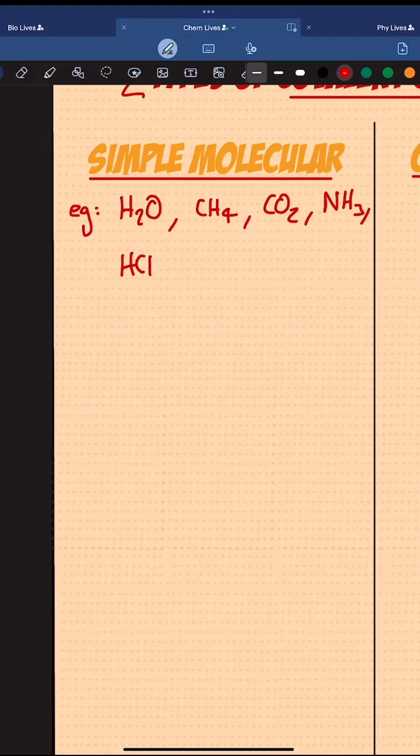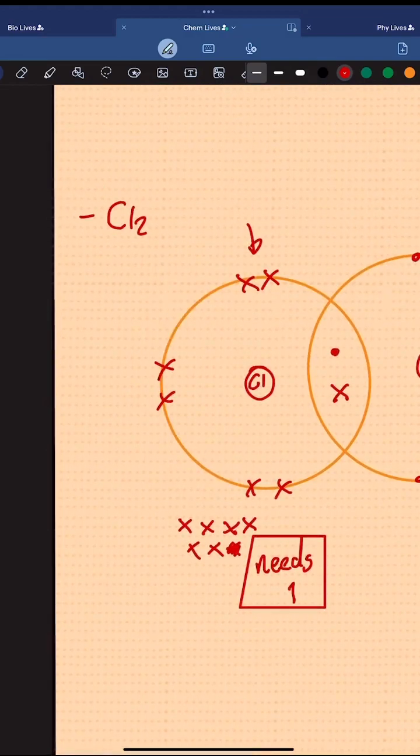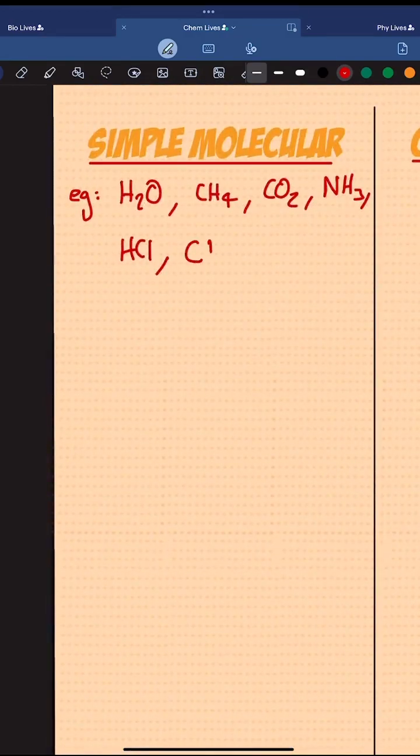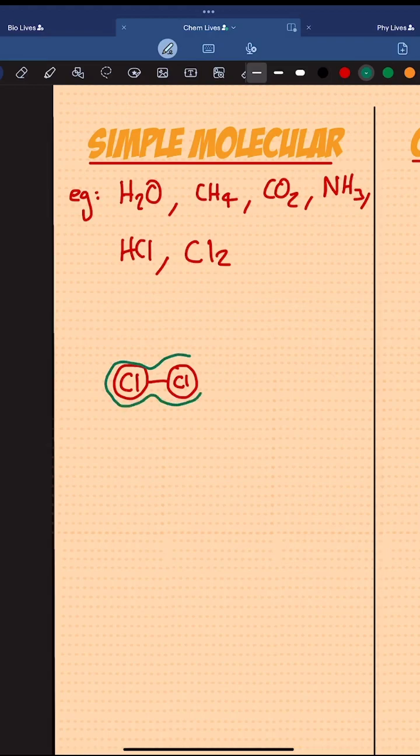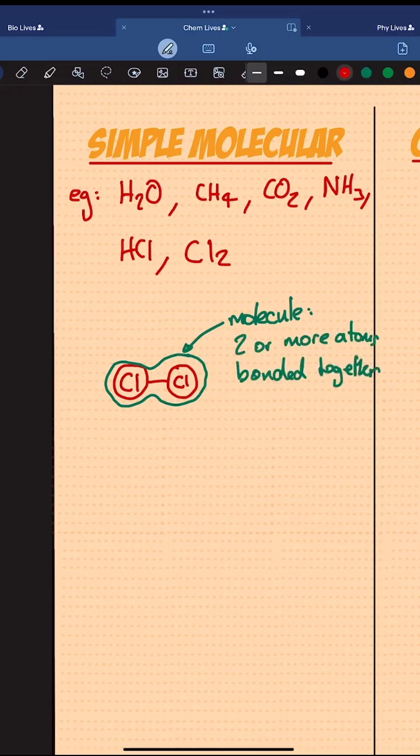In simple molecular, the substance that we're talking about. So let's talk about, what else did we look at? We did the diagram for Cl2 here, didn't we? So let's look at that diagram for Cl2. Cl2 looks like this. We've got one atom of chlorine bonded to another atom of chlorine, right? Together, we call this a molecule, because a molecule is two or more atoms bonded together. Here, this is a chlorine atom bonded to another chlorine atom.